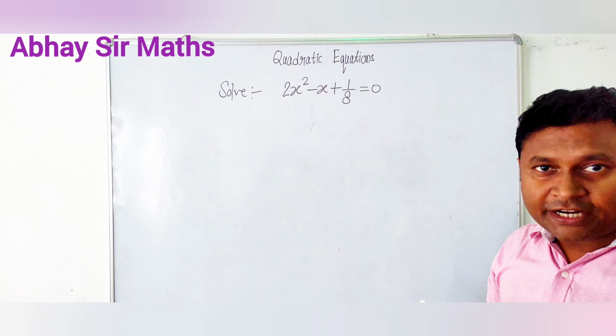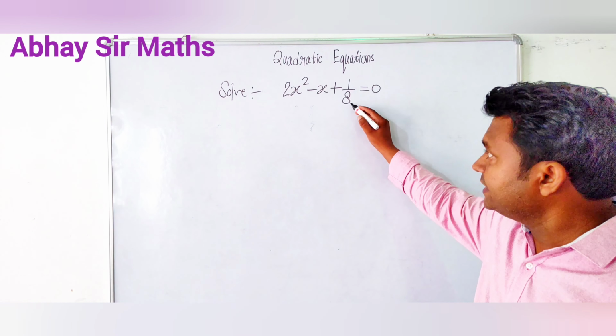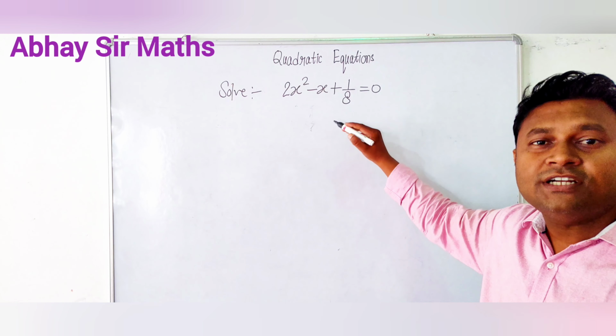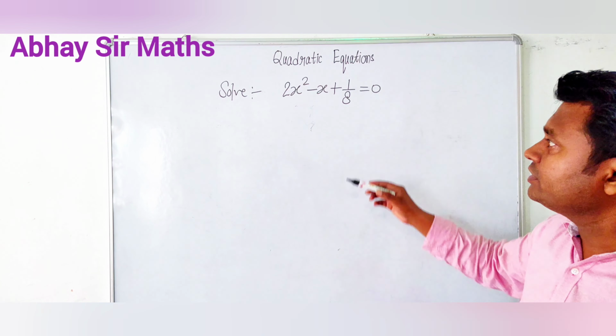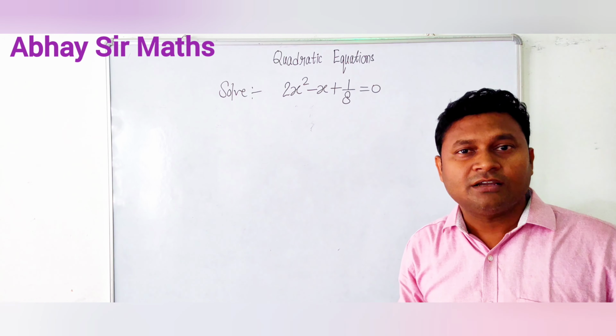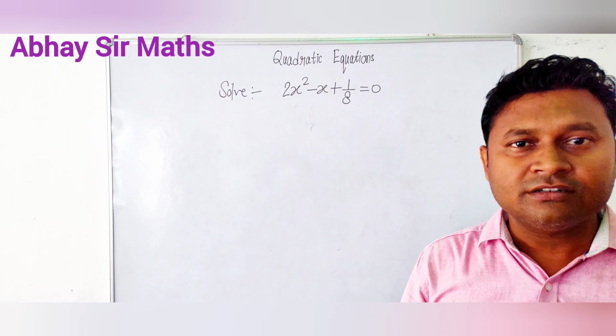So what is creating problem, children? This 8 is creating problem, right? So let us remove it. How can we remove 8 from the denominator? By multiplying by 8 in the numerator.